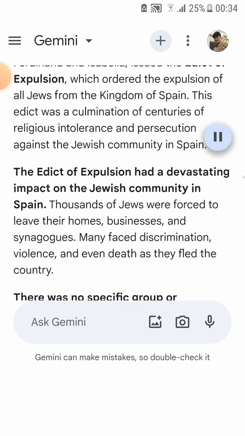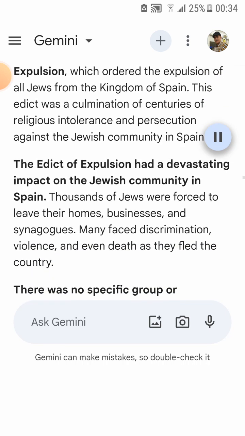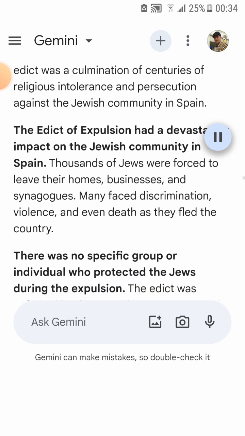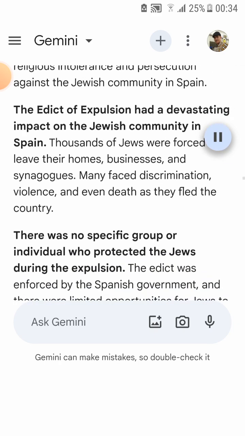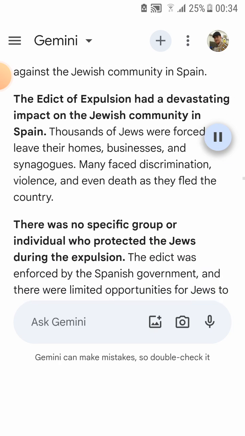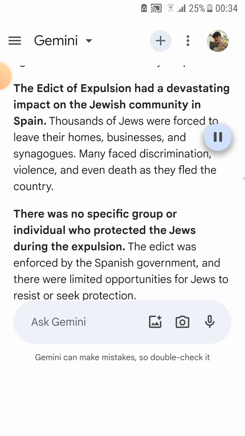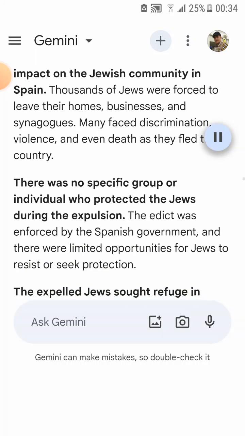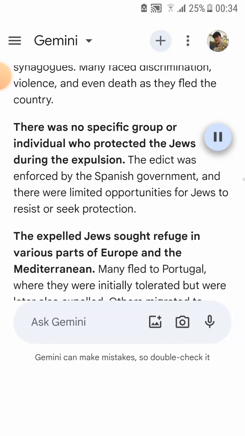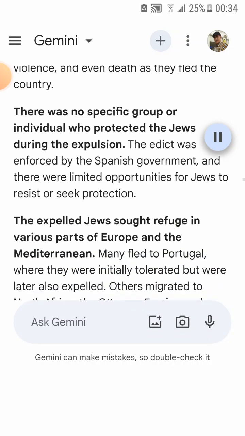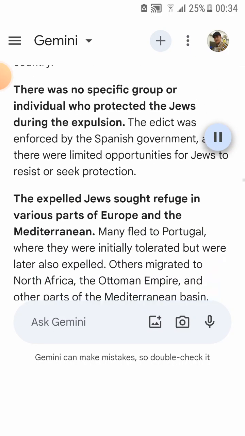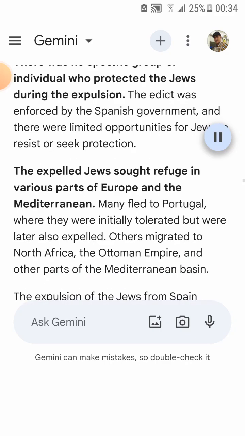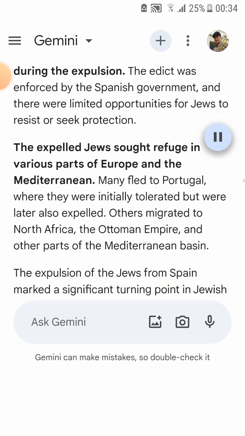The Edict of Expulsion had a devastating impact on the Jewish community in Spain. Thousands of Jews were forced to leave their homes, businesses, and synagogues. Many faced discrimination, violence, and even death as they fled the country. There was no specific group or individual who protected the Jews during the expulsion. The edict was enforced by the Spanish government, and there were limited opportunities for Jews to resist or seek protection.